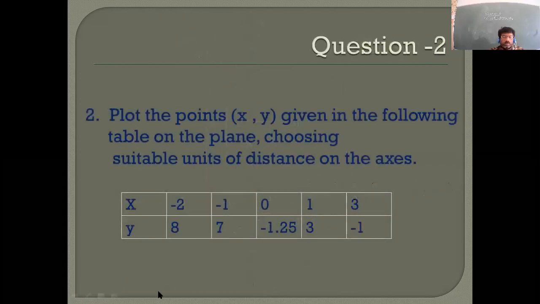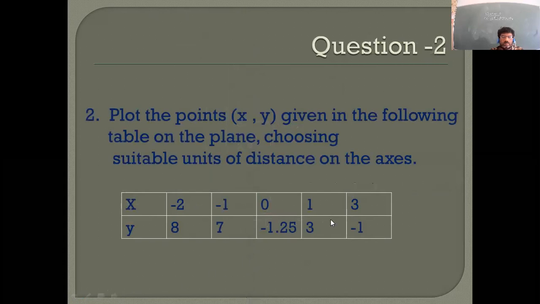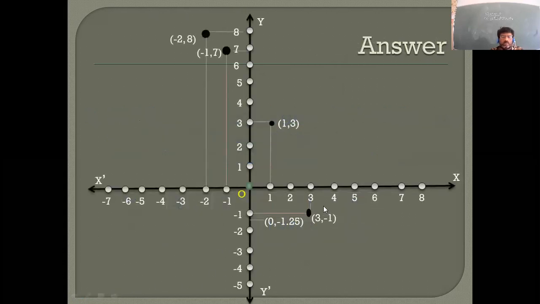Then (1, 3): both are positive, so it is in the first quadrant, x = 1, y = 3. Next (3, -1): x positive, y negative, fourth quadrant, x = 3, y = -1. So this is the answer to that question.